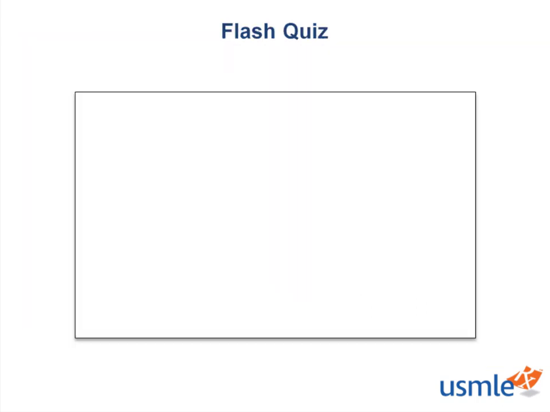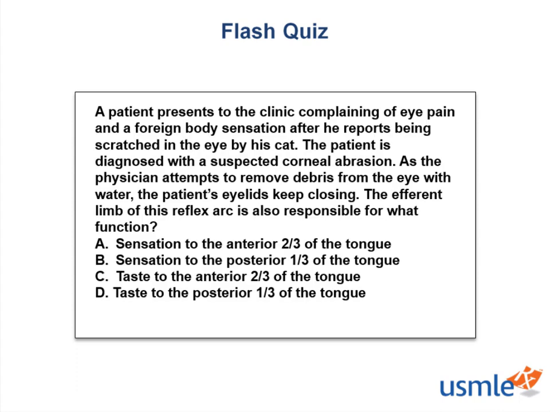Alright friends, it's time for a flash quiz. The question reads that a patient presents to the clinic complaining of eye pain and a foreign body sensation after he reports being scratched in the eye by his cat. The patient is diagnosed with a suspected corneal abrasion. As the physician attempts to remove debris from the eye with water, the patient's eyelids keep closing. The efferent limb of this reflex arc is also responsible for what function?